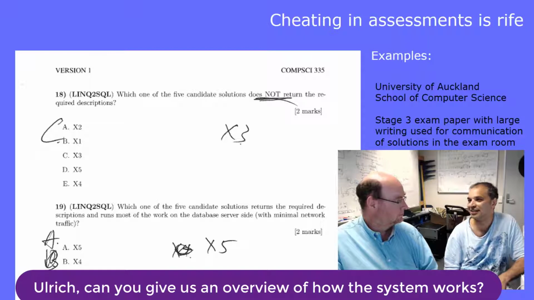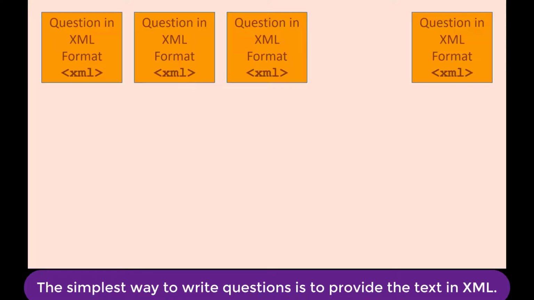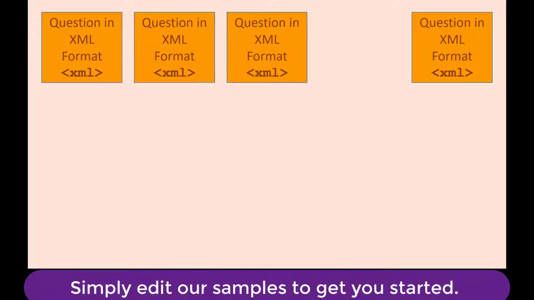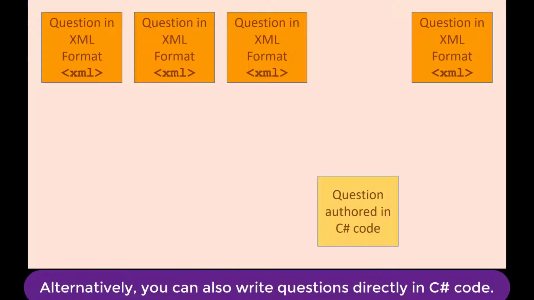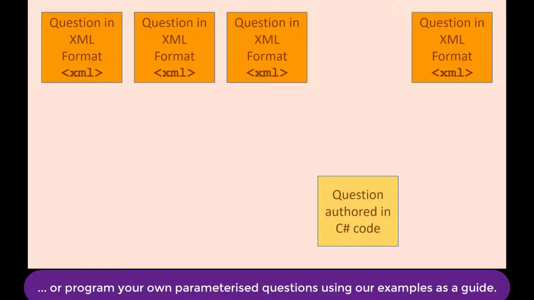Ulrich, can you give us an overview of how the system works? Sure, here we go. The simplest way to write questions is to provide the text in XML. Simply edit our samples to get you started. This gives you a set of XML files with 1 question per file. Alternatively, you can also write questions directly in C# code. You can start from our templates or program your own parameterized questions using our examples as a guide.